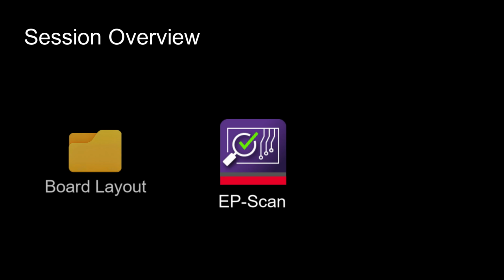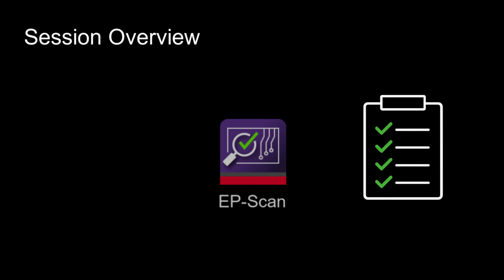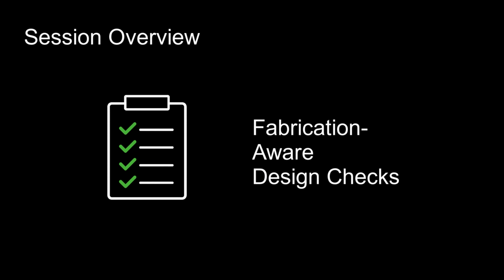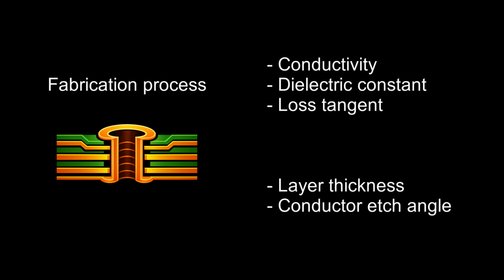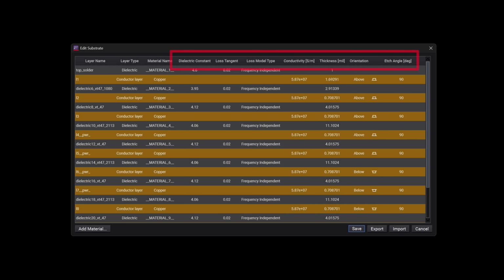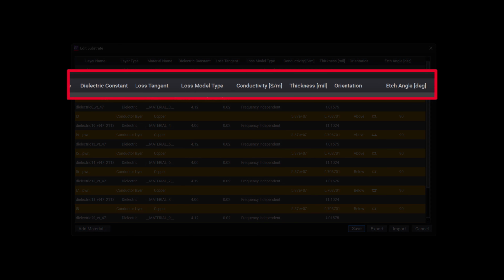In this session, I'll demonstrate how EP Scan can be used to check whether the design meets performance limits after accounting for fabrication variation. In practice, fabrication processes introduce allowable variations in material properties and geometry, which in turn influence electrical performance. For example, conductor cross-sections change from rectangular to trapezoidal after fabrication due to the etching process. EP-scan allows modification of substrate definitions to include such fabrication variations in the analysis.